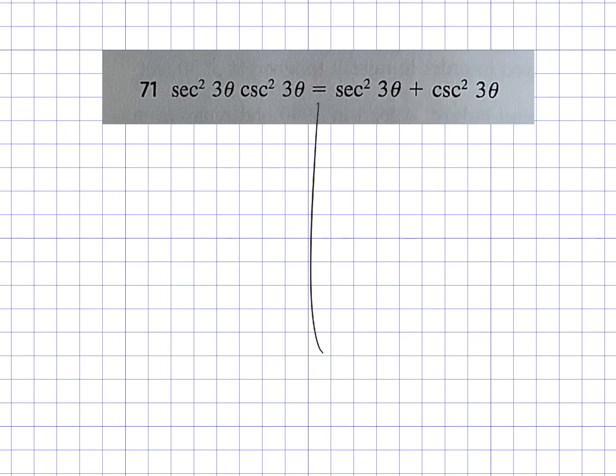All right, again, we'll try to do both of them at the same time here. Secant squared is 1 over the cosine squared. Cosecant is 1 over sine.